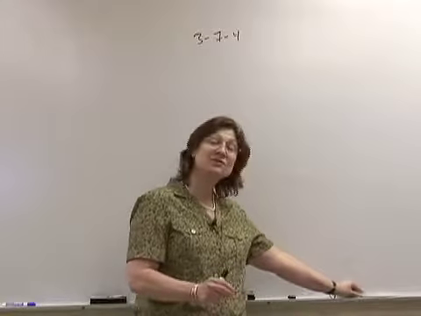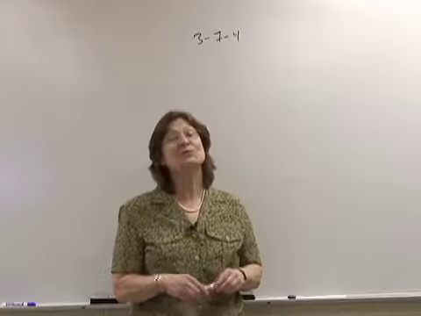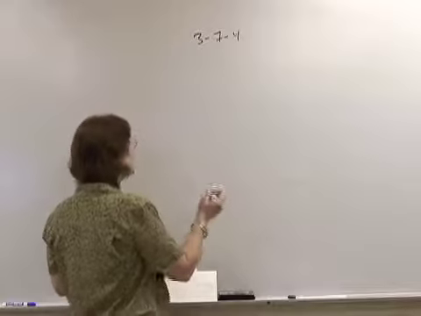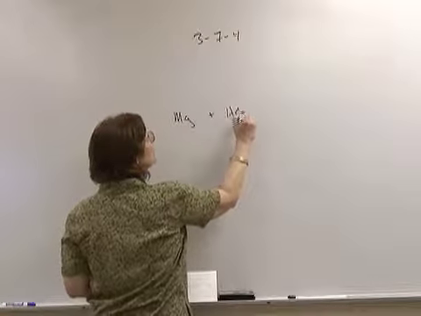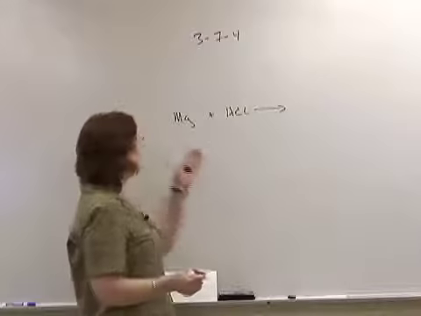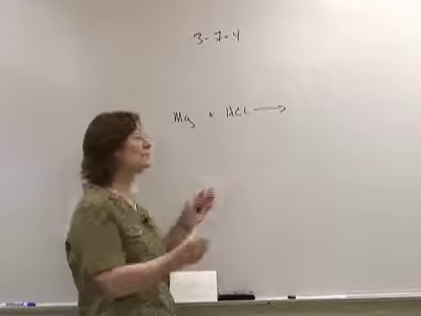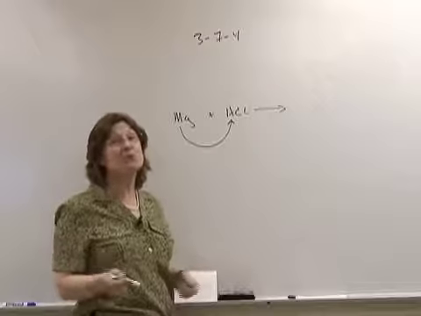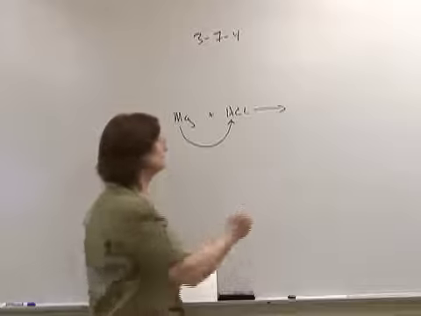Now, we have talked about this collecting over water once before, and let's review a little bit about what we're going to be doing. We are going to be taking magnesium ribbon and adding hydrochloric acid. We've had this type of reaction before. A element plus a compound is a single displacement, and the magnesium will displace the hydrogen, and we know we're going to be collecting hydrogen gas, but let's see where it comes from.